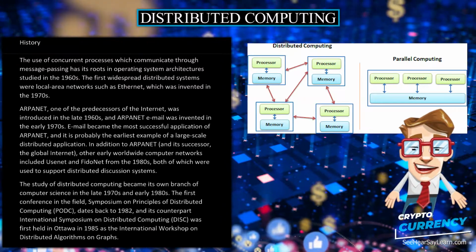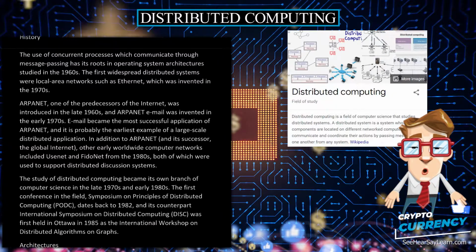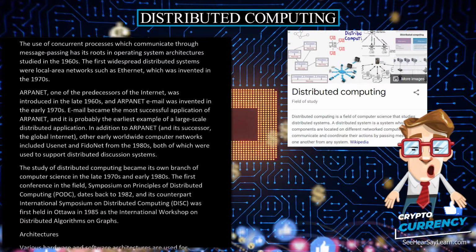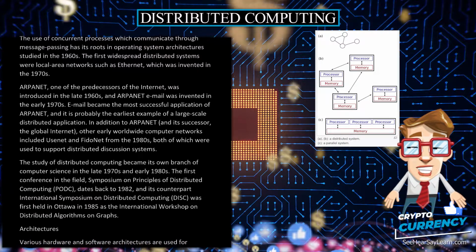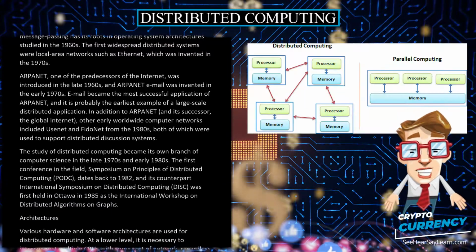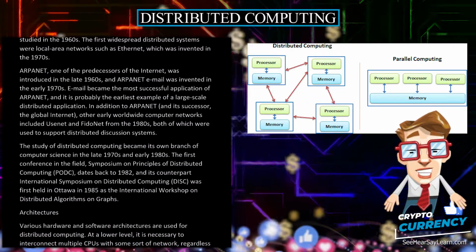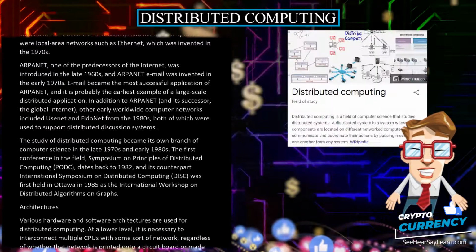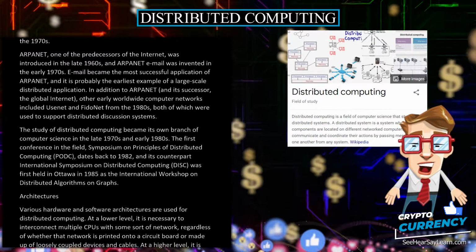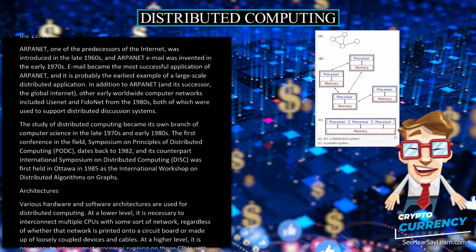Email became the most successful application of ARPANET, and it is probably the earliest example of a large-scale distributed application. In addition to ARPANET and its successor, the Global Internet, other early worldwide computer networks included Usenet and FidoNet from the 1980s, both of which were used to support distributed discussion systems. The study of distributed computing became its own branch of computer science in the late 1970s and early 1980s.